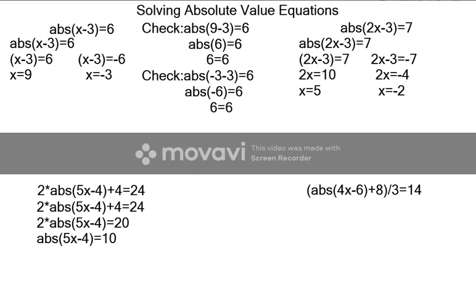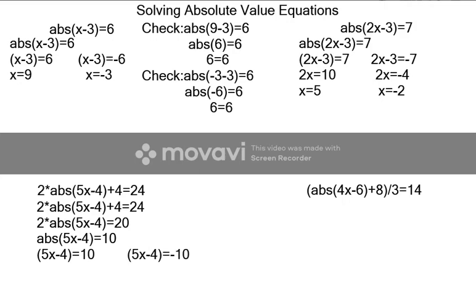And now that we've gotten it into this position like we did in the other questions, where we have an absolute value expression on one side and a constant on the other, let's make two different linear equations. So we have 5x minus 4 equals 10, and then we also have 5x minus 4 equals negative 10.